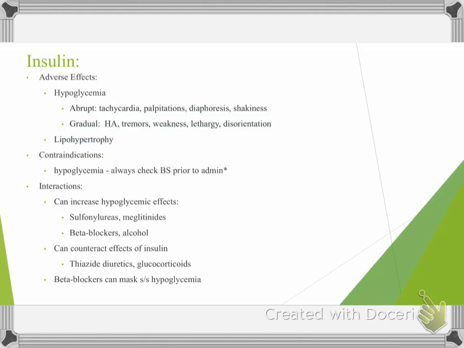So medications that can counteract the effects of insulin, which means that they're going to cause an increased glucose level, those would be like your thiazide diuretics and your glucocorticoids, which are steroids. Beta blockers, we already talked about, can mask the signs and symptoms of hypoglycemia. So we want to monitor glucose closely because they can't rely on just signs and symptoms if they're on beta blockers. So they really need to be checking their blood sugars more often.